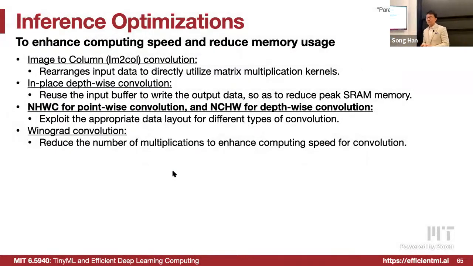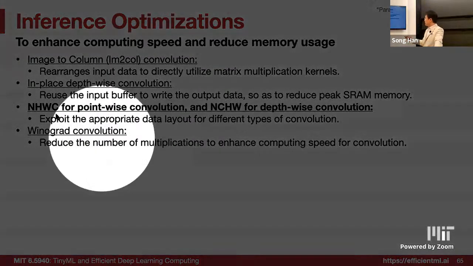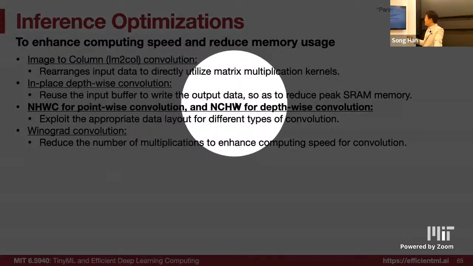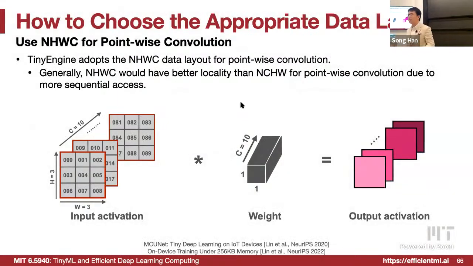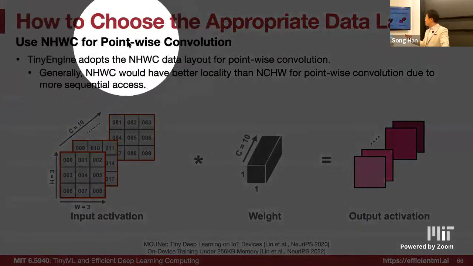All right, next optimization. The memory layout matters a lot, so we are going to compare the NHWC and NCHW memory layouts, and which one of them is good for depthwise convolution versus pointwise convolution. So these are all about data layout and memory management, since data movement is super costly. As a principle in computer architecture, we want to minimize the data movement. So how to allocate the data becomes super important. So the first slide is about why we should use NHWC for pointwise convolution.